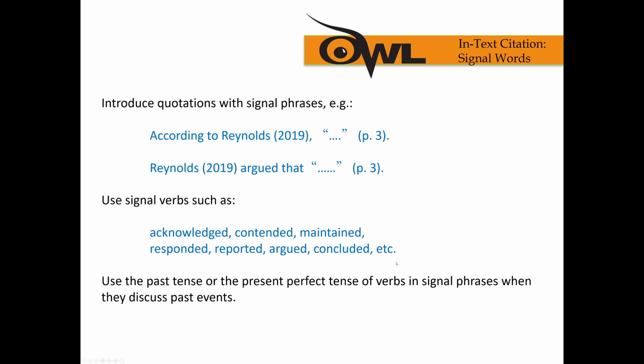Okay? And because anything that you're quoting is older and finished, it's in the past, all of these signal phrases should be used in the past tense or present perfect tense. For you non-grammar geeks out there, what that means is argued that, this is simple past tense, argued. Present perfect, Reynolds has argued. Okay, either one of those would work.